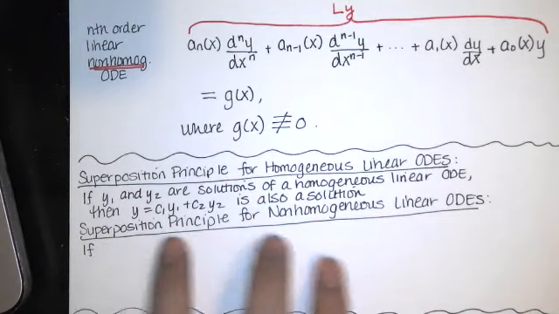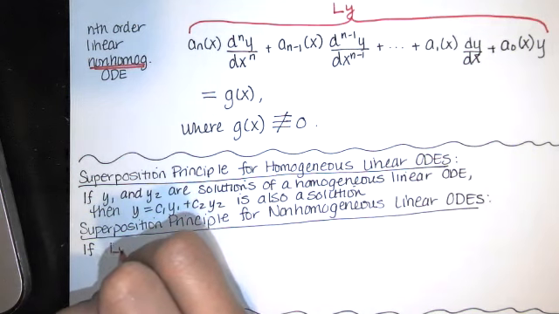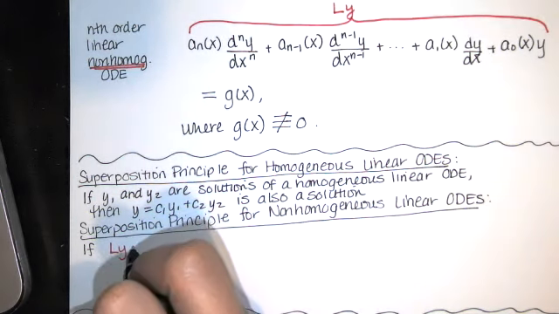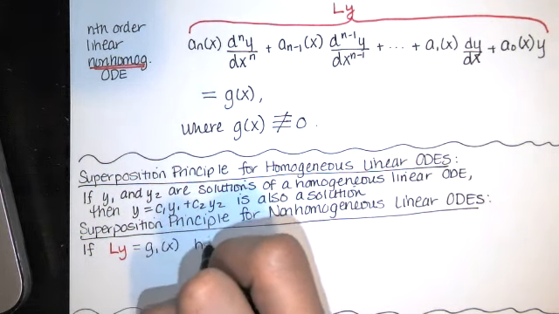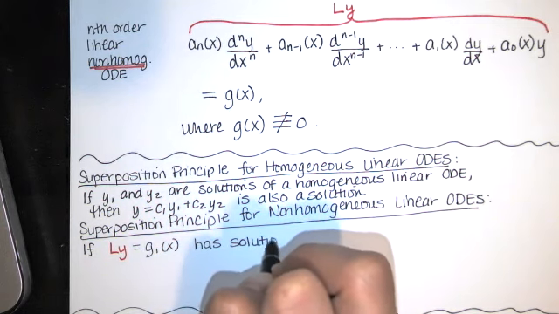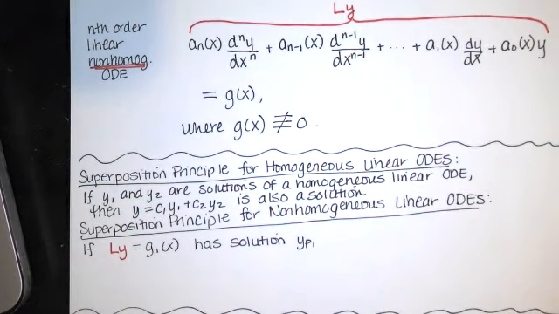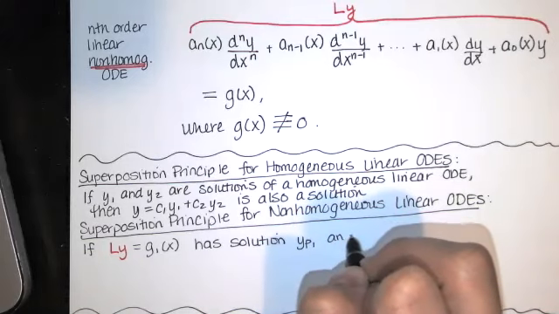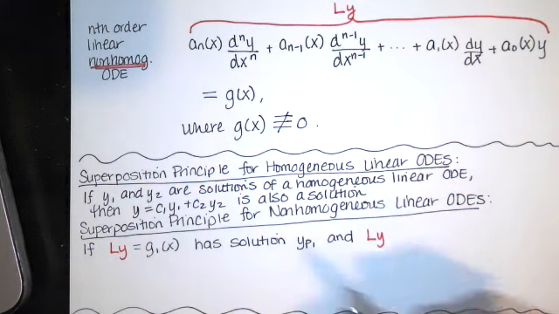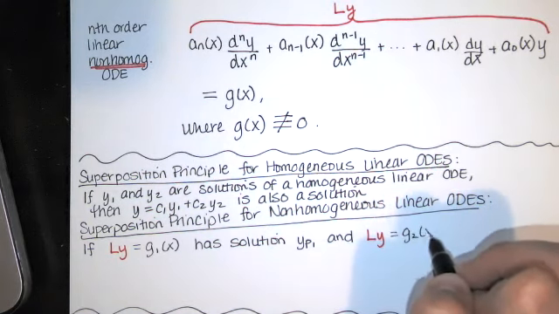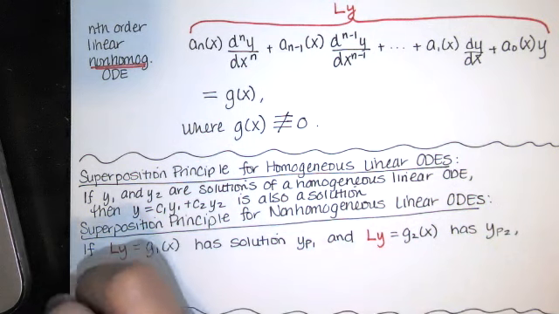And you've got two different differential equations. So let's say we've got L applied to y equals g sub 1 of x. If this differential equation has the solution y sub p sub 1, that's our particular solution. And this other differential equation, L applied to y equals g sub 2 of x, has this solution, y sub p sub 2.